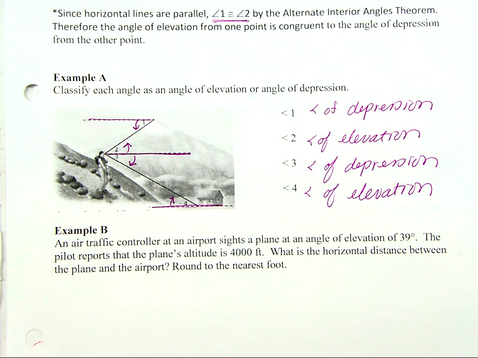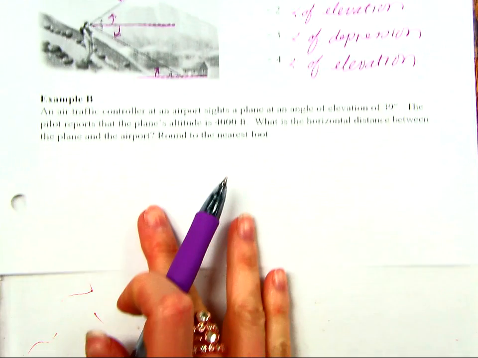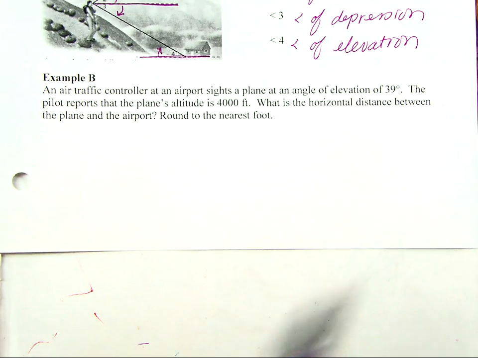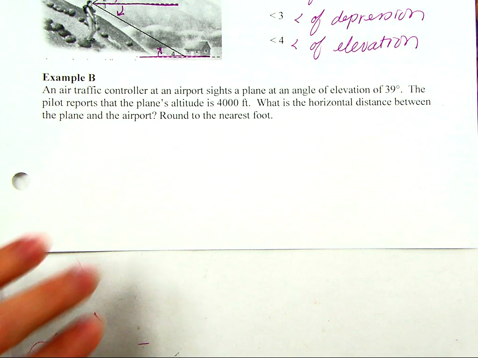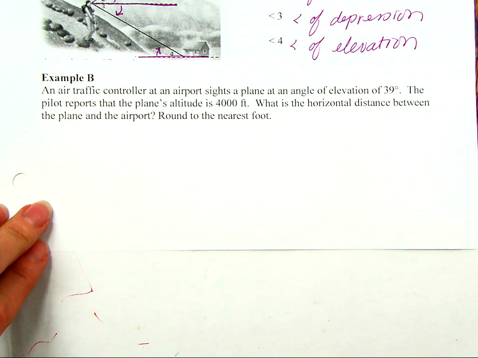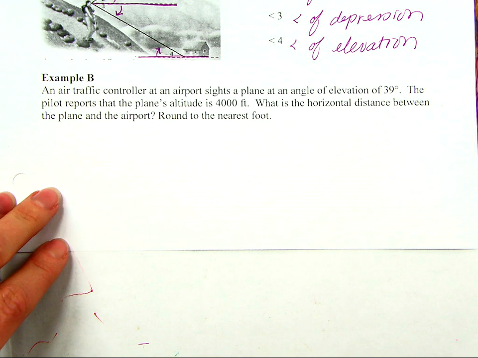Now we're going to take a look at solving some word problems. In example B, it says an air traffic controller at an airport sights a plane at an angle of elevation of 39 degrees. The pilot reports that the plane's altitude is 4,000 feet. What is the horizontal distance between the plane and the airport? Round to the nearest foot.